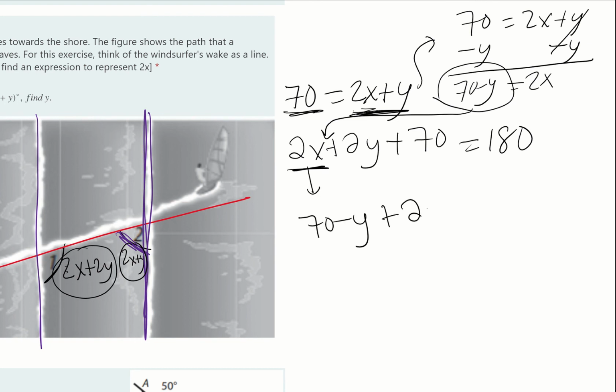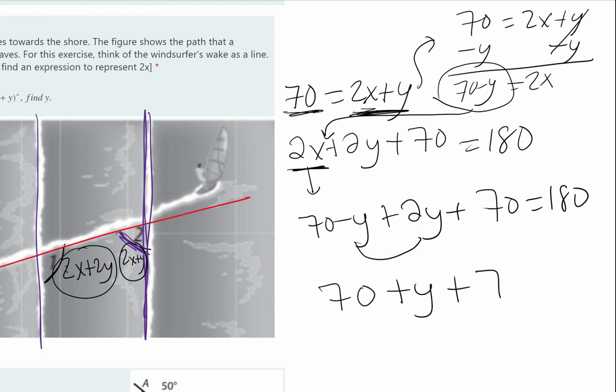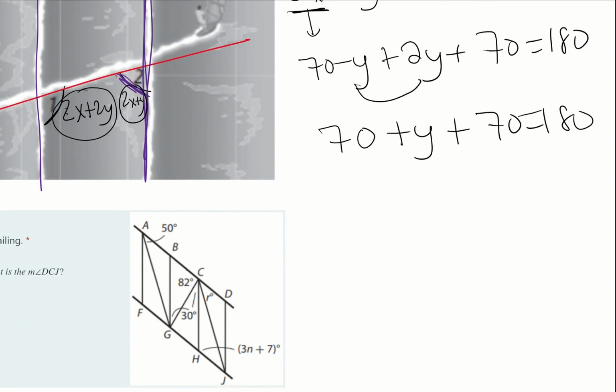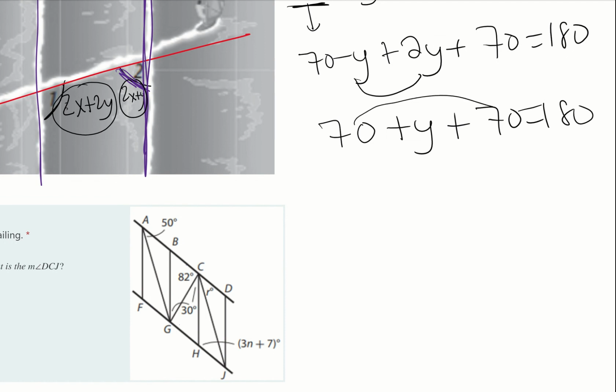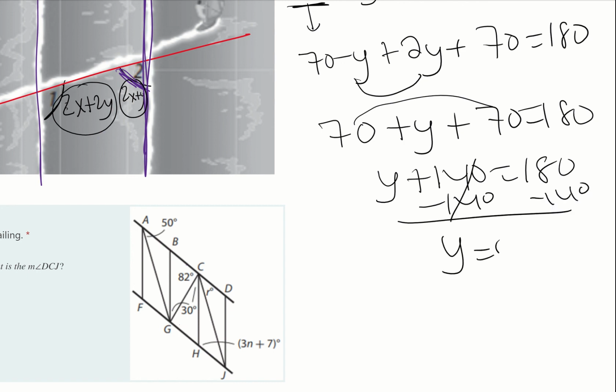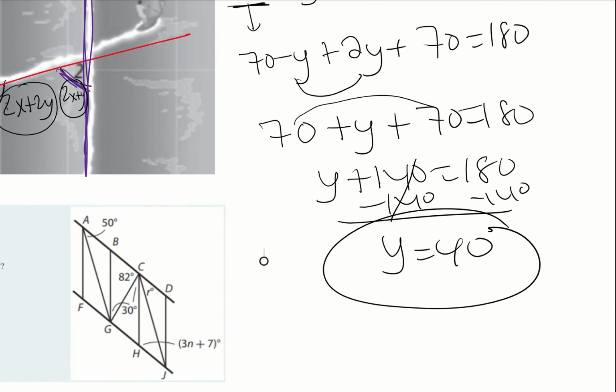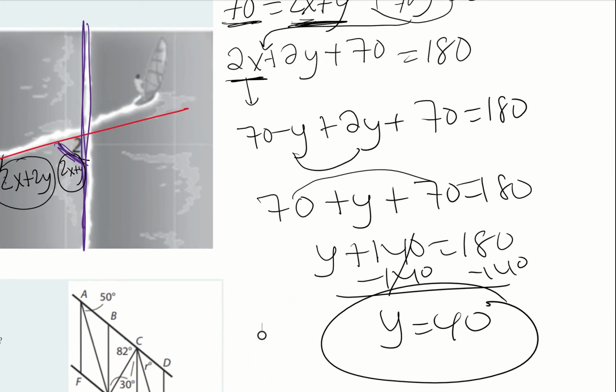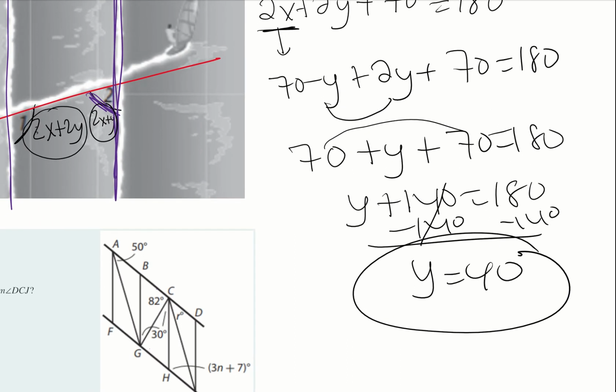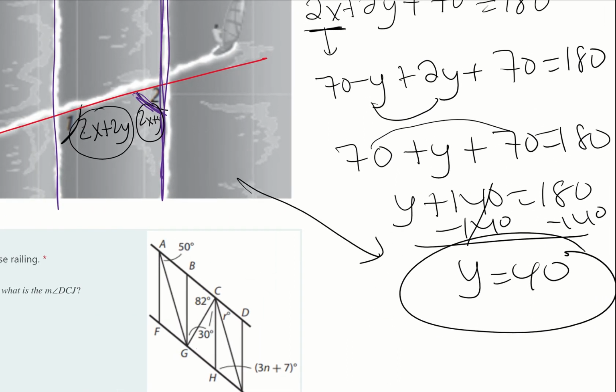Why do I do that? The reason I do that is because now I have this equation in terms of just y. So we have negative y plus 2y is positive y. So I get 70 plus y plus 70 equals 180. And now we can finally solve for y. Combine your like terms. Subtract 140, so y has to equal 40. All right, that one was definitely a tougher problem to solve because it's essentially a system of equations that you'd have to solve. Okay, so that's this problem here.